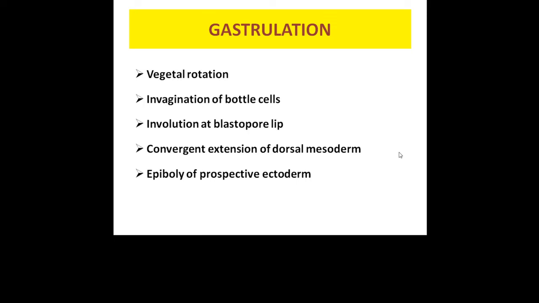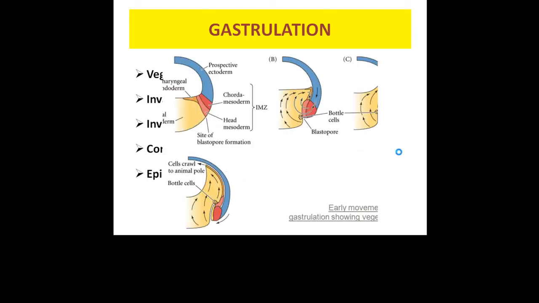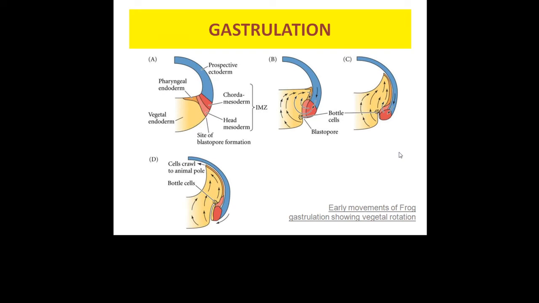Then there undergoes invagination of bottle cells. Some bottle cells are formed, as we'll see later on, and these move by the process of invagination. Then occurs involution at blastopore lip, convergent extension of dorsal mesoderm, and epiboly of prospective ectoderm. Let's see how it occurs.